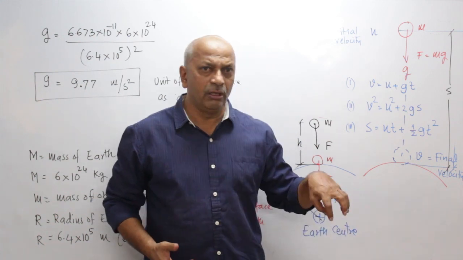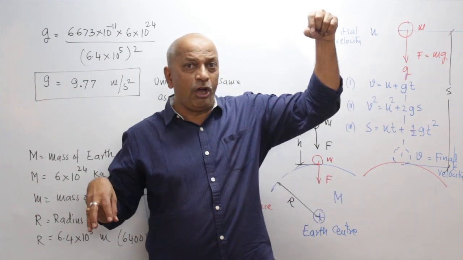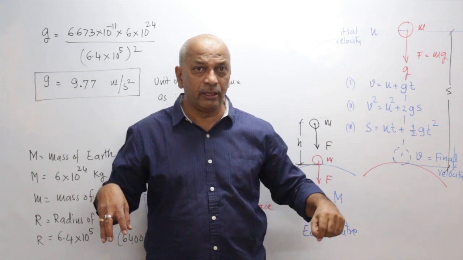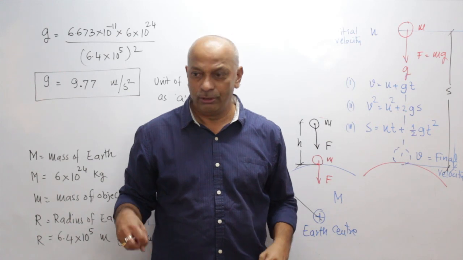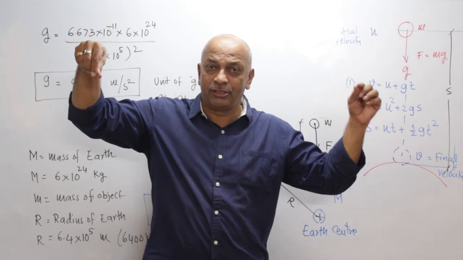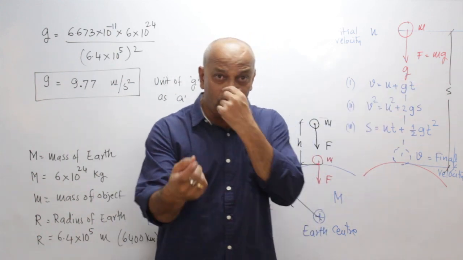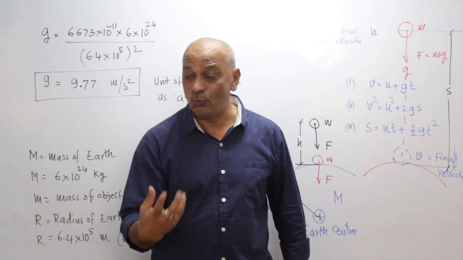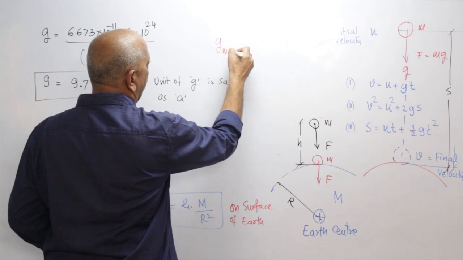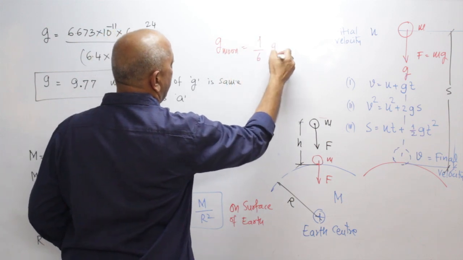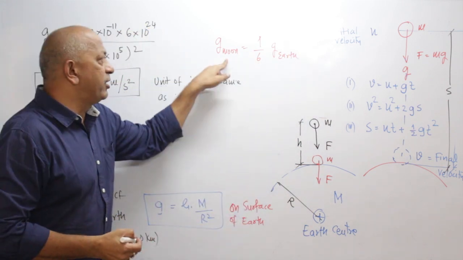This is the earth here, this is the moon here. If you drop a stone from here on the earth, it will attract with some acceleration, and the force will be mg. Here also, if you drop the same mass, same stone from some height, the moon also will attract, but the acceleration of the moon is 1/6. So g of moon is equal to 1/6 of g of earth. That means if it is 9.8, then this is 1/6 of that.